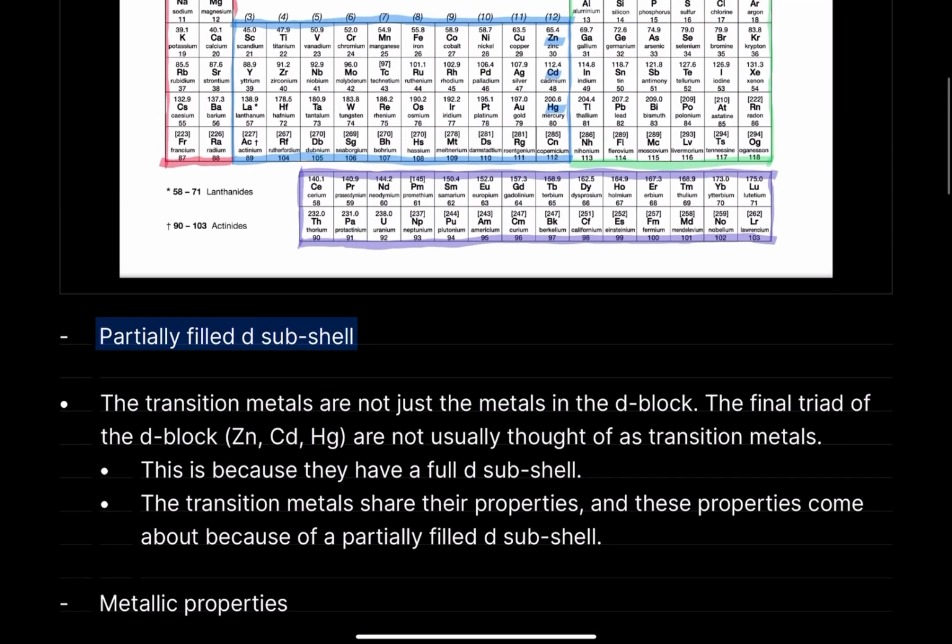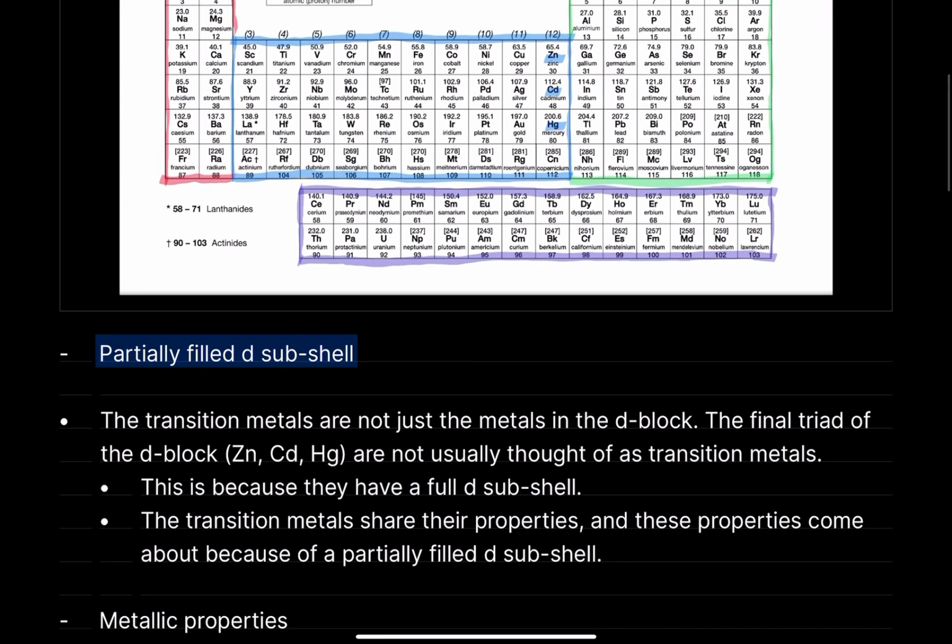What's the problem with it being a fully filled D subshell as opposed to being a partially filled D subshell? That's because we're relating here to the properties of a transition metal. You should know that transition metals have properties that are different to the other metals. They have the basic properties of a metal, but even more properties than a standard metal, that make them so specific and so useful compared to the other metals.